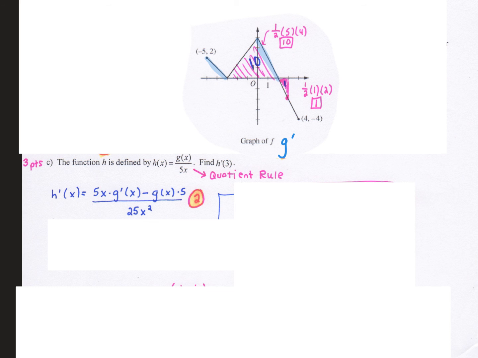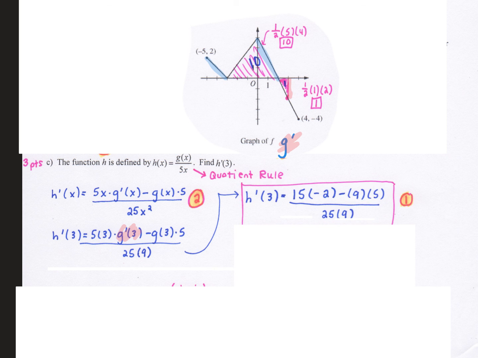I'm asked to find h prime of 3, so now all those x's are going to turn into 3's, and now I just must evaluate this. To find g prime of 3, this is my g prime graph, so I'm just looking at 3. I have a value of -2, so in place of that I'm going to put a -2. My g of 3 is coming out of part A. I was asked to find g of 3 in part A, so I'm just pulling down my answer for my g of 3 value. And once you have those function values plugged in, you are fine to stop right here. In fact, I would advise you to stop here. You're going to earn that point.